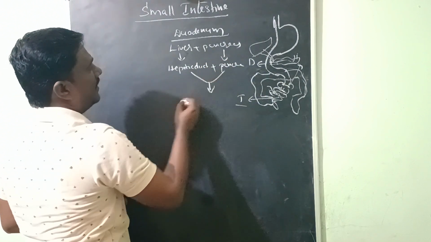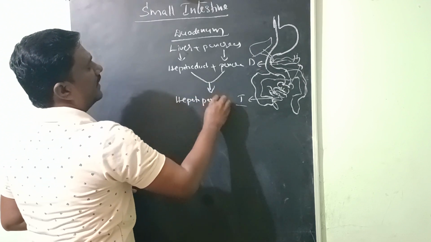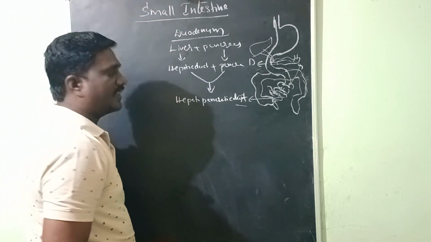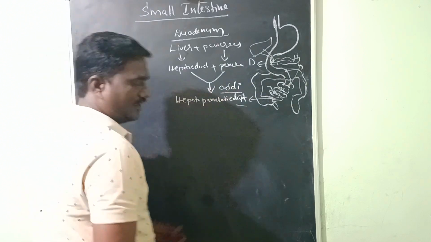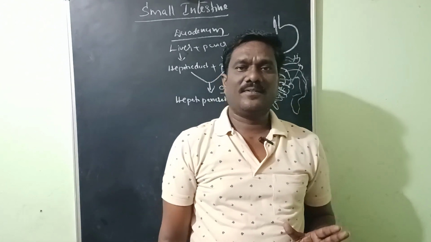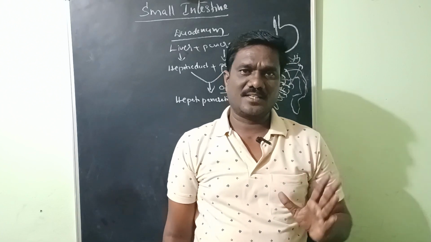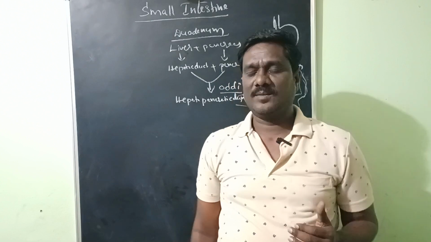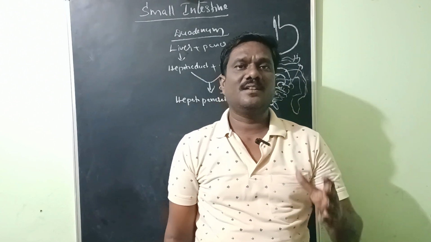This is the common hepatopancreatic duct. It is regulated by the sphincter of Oddi. The duodenum is the starting point, the starting area of the small intestine. That is the C-shaped structure immediately after the stomach. Here the food is partially digested.